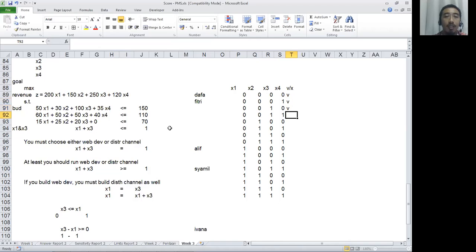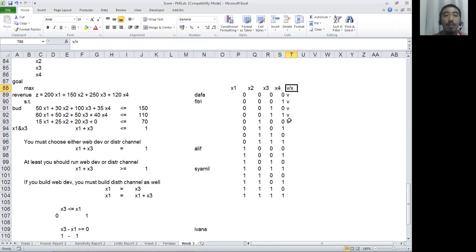This is okay. This is okay. How about this one? 0 1 0 0. In this constraint, okay. This constraint, okay. This constraint, x1 plus x3 less than or equal 1. So this is okay. And so on. You evaluate all of them and find out which one is okay and which one is not okay.